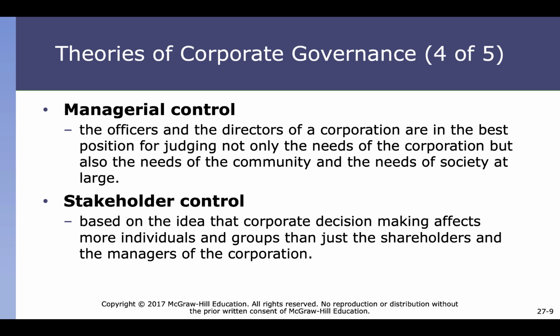Managerial control theory says the officers and directors of a corporation are in the best position for judging not only the needs of the corporation, but also the needs of the community and the needs of society at large. Individuals who favor this kind of control would insulate the managers from shareholders by limiting the shareholders' power to vote and making it difficult for shareholders to sue managers. Opponents of this type of control say that corporate managers may tend to be self-interested, so they may do things that only benefit themselves, and as a result make relatively short-sighted decisions.